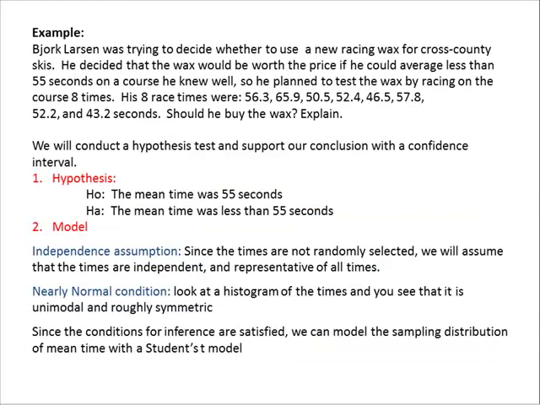Okay, let's look at another example. This one's kind of fun because we actually get to enter the data into Excel and calculate the mean and standard deviation. It says Bjork Larson was trying to decide whether to use a new racing wax for cross-country skis. He decided that the wax would be worth the price if he could average less than 55 seconds on a course he knew well. So he planned to test the wax by racing on the course 8 times. His eight race times were those numbers. And the question is, should he buy the wax? And we want to explain it.